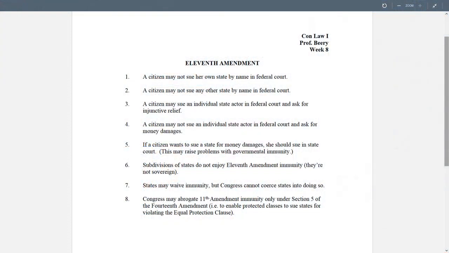And you have to be wary of number 8, abrogation. Congress can abrogate state 11th Amendment immunity when it's enforcing the Equal Protection Clause under the 14th Amendment. Section 5 of the 14th Amendment, you need to know that. Section 5 of the 14th Amendment authorizes Congress to enforce the Equal Protection Clause against the states. And if that means taking away their immunity, then Congress can take away their immunity.